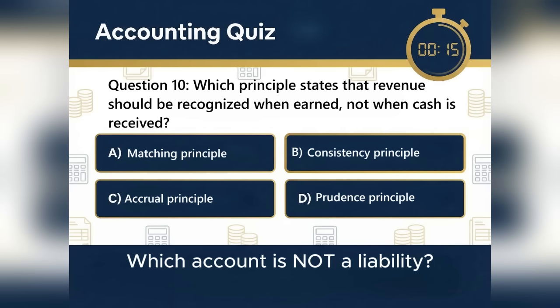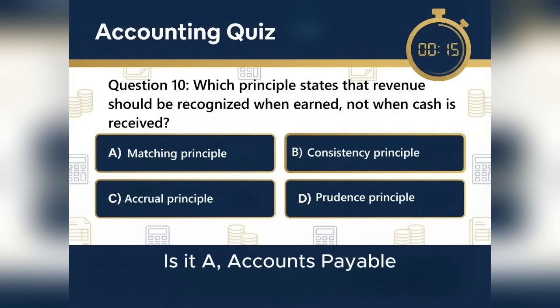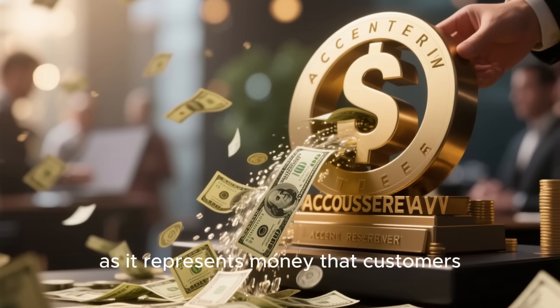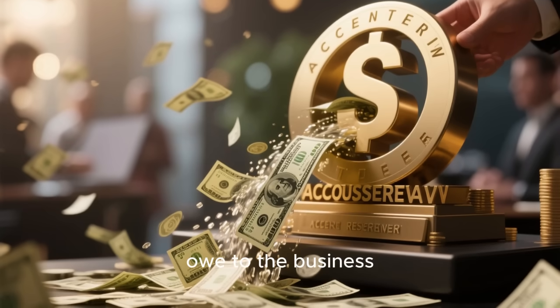And finally, our last question. Which account is not a liability? Is it A, accounts payable, B, bank loan, C, accounts receivable, or D, unearned revenue? Think carefully about what each term means. Okay, time's up. The answer is C, accounts receivable. This is an asset, as it represents money that customers owe to the business.